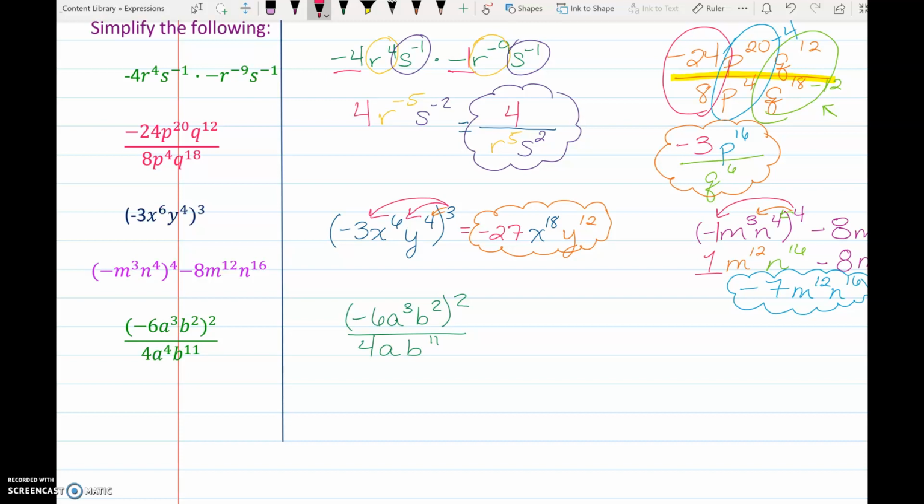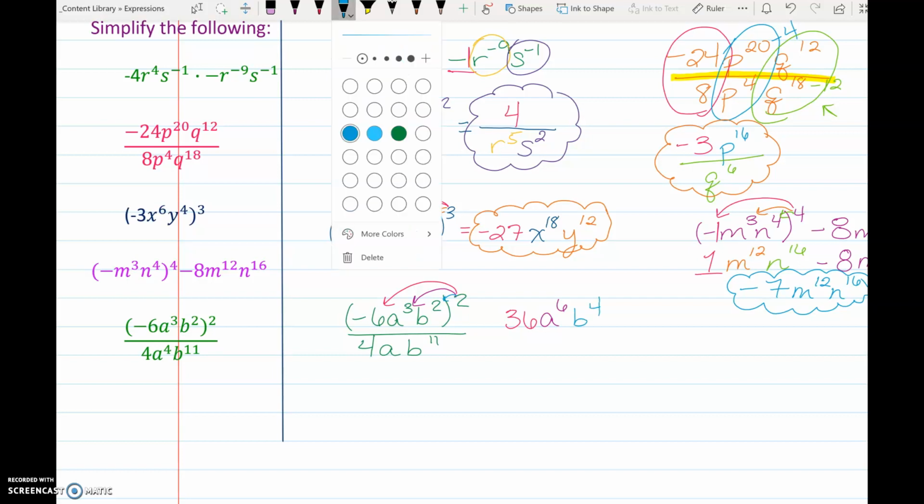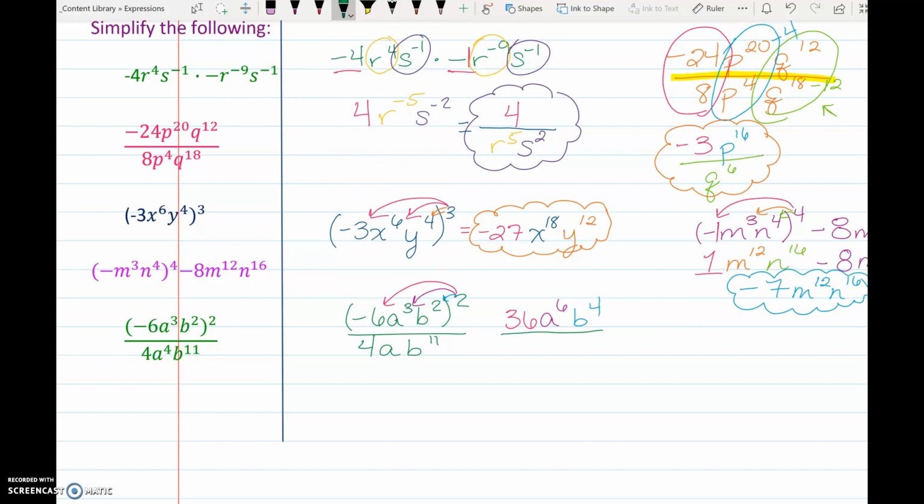So, we're going to do this exponent before we can divide, because again, PEMDAS, exponents come before division. So let's go ahead and do negative 6 squared. What's negative 6 times negative 6? So I've got 36. Now, a cubed squared, so exponent to an exponent, we multiply. So a to the 6th. And then b squared squared, so 2 times 2, b to the 4th. And now let's go ahead and divide all of it by 4ab to the 11th.